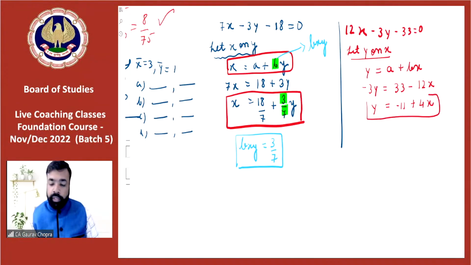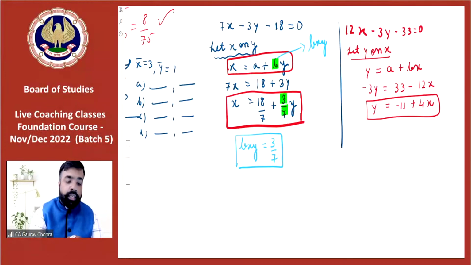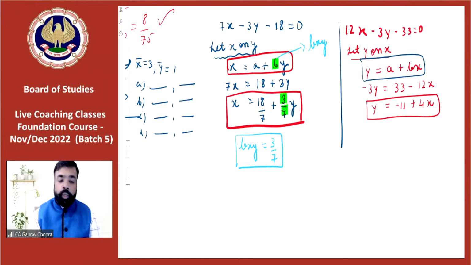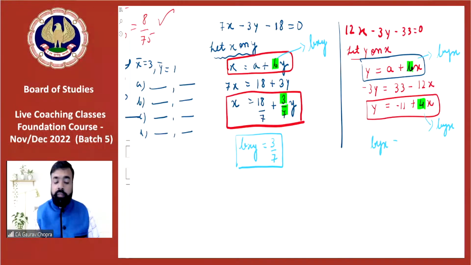So this we have done. Now again we have to compare this with the standard equation. What we find is that in place of b, 4 is written. So this b is again nothing but the regression coefficient byx, because we have assumed it as y on x. So here we got byx as 4.